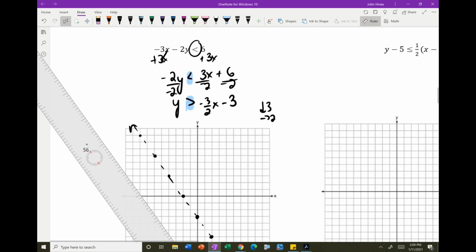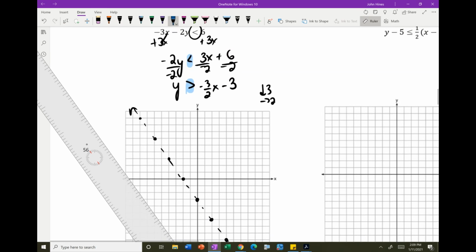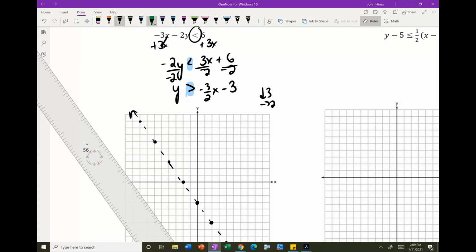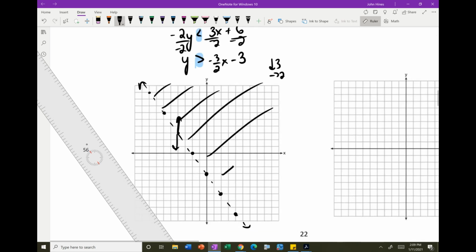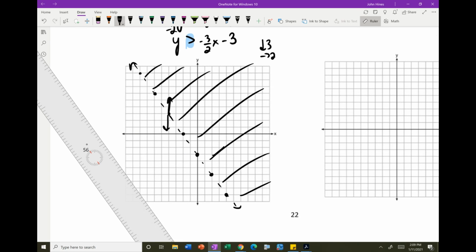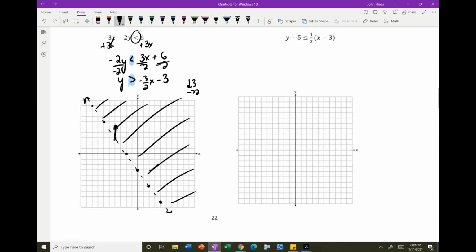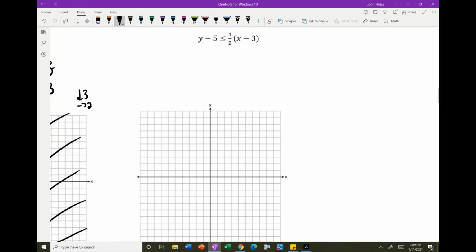And then we shade. Y is greater than. So I decide, am I shading vertically up or vertically down? Well, greater than means go vertically up to this side. So this half plane is my solution. That half plane there is my solution. Last one here.